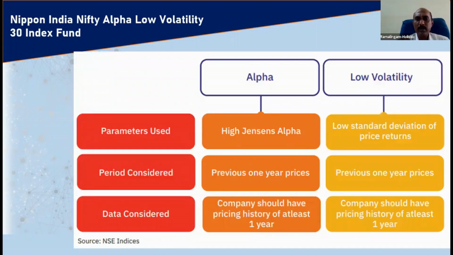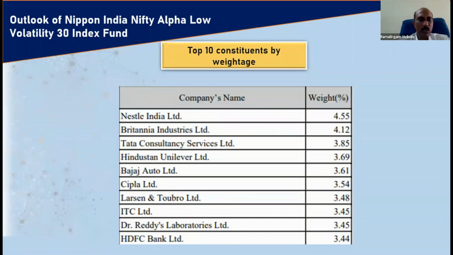In this particular fund, they are not going to focus on one single factor, but on two factors. So it is a multi-factor index. It is going to focus on alpha as well as low volatility. First, what is the parameter used to find out alpha? High Jensen's alpha is used as a parameter, based on the previous 1 year prices. Similarly, for low volatility, what is the parameter used? Low standard deviation of price returns. Right? It is observable data, and the previous 1 year prices are taken. Based on these two factors, top 30 stocks are chosen.